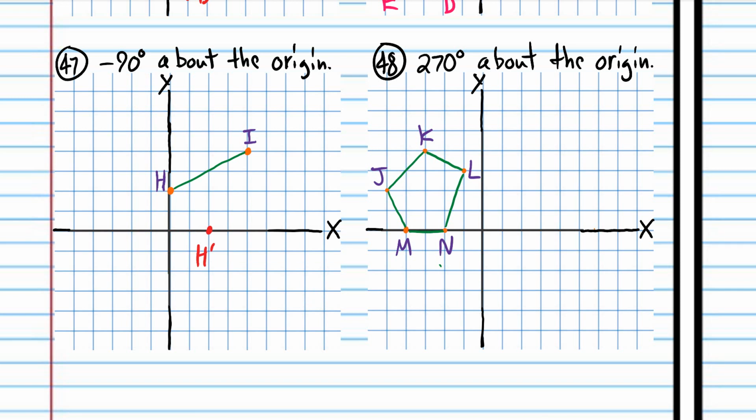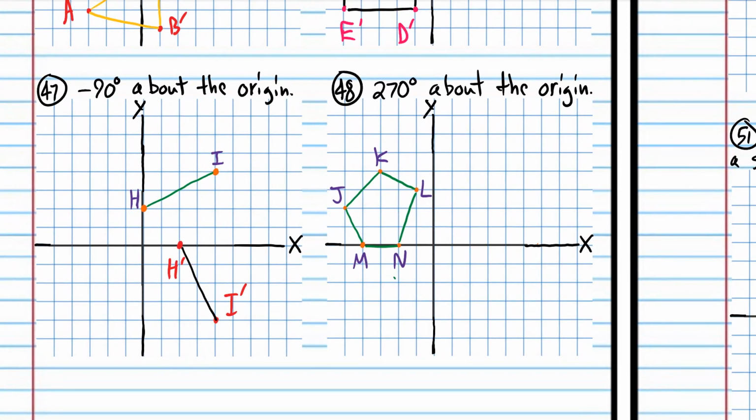And I, we're going 1, 2, 3, 4, 1, 2, 3, 4. So if you rotate it 90 degrees, you're going to go 1, 2, 3, 4, 1, 2, 3, 4. And there's our point. That is I prime. And we can just connect the dots. So if you got that answer, good job.